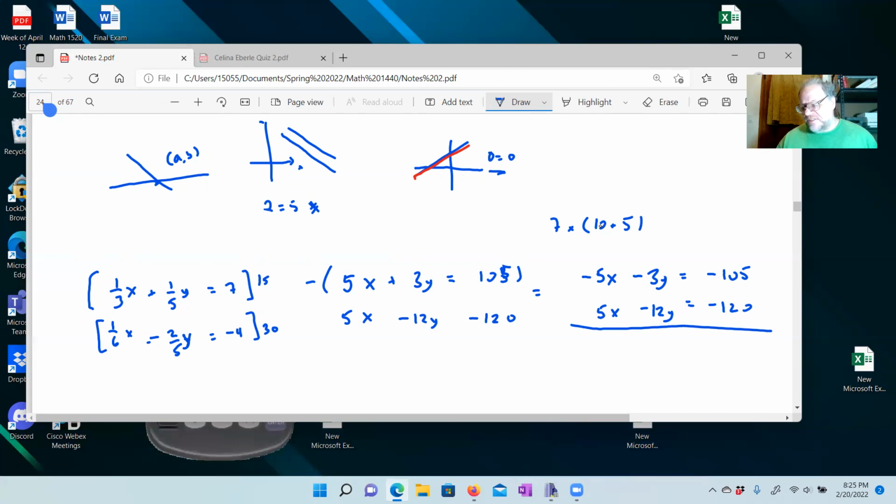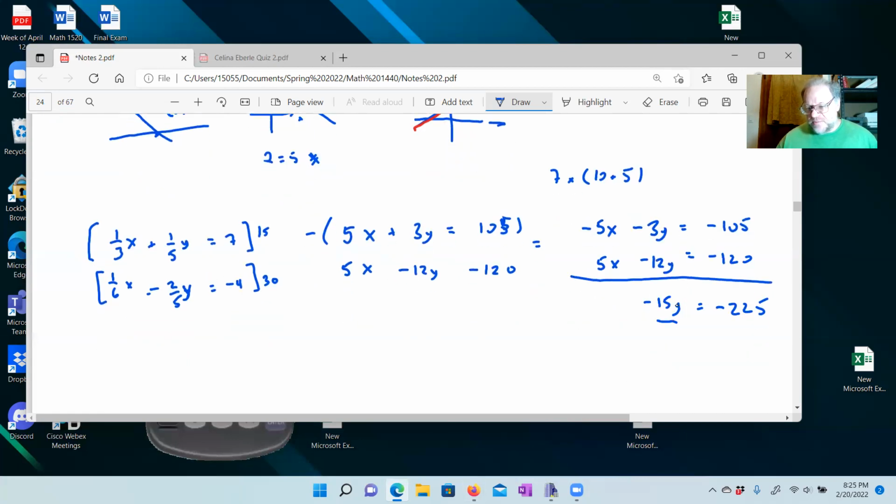Now when I add these two together, -5 plus +5 is going to be 0. We have -3 and -12, that's going to be -15y, and here we're going to have equals -225. One of my teachers made us memorize all of our perfect squares up to 25. 15 times 15 happens to be 225, so negative over negative makes it positive. We end up with y is equal to 15.